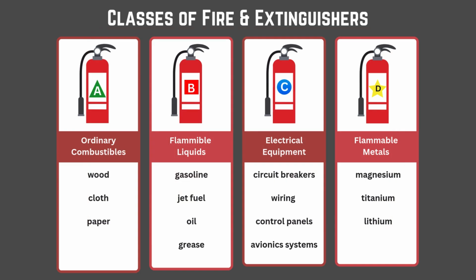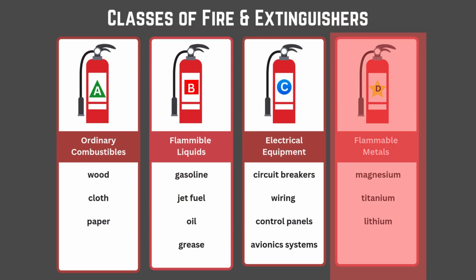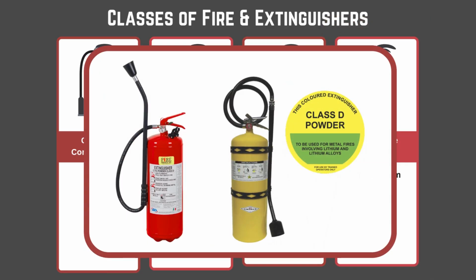And finally, Class D, combustible metals, involves metals like magnesium, titanium, and lithium, which are often found in aircraft components. To safely suppress these high-temperature fires, use specialized dry powder extinguishers, such as those containing graphite or sodium chloride.